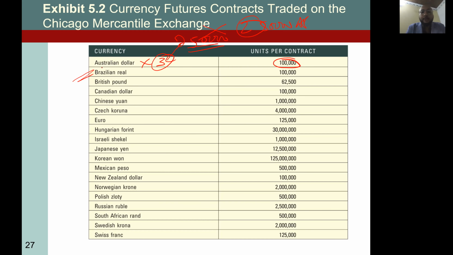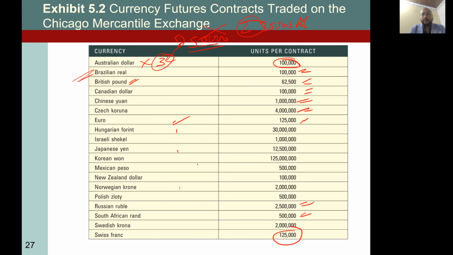The Brazilian real is 100,000. British pound is 62,500. Canadian dollar is 100,000. Chinese yuan is 1 million. Czech koruna is 4 million. Euro is 125,000. Similarly, you may see that the Swiss franc is 125,000. South African rand is 500,000. And Russian ruble is 2.5 million rubles.